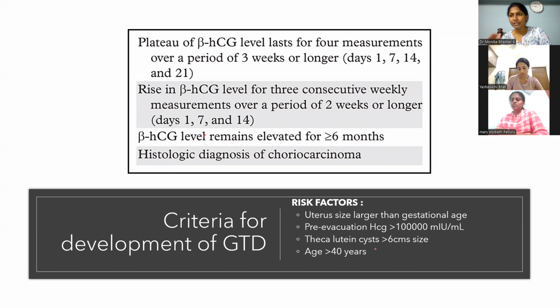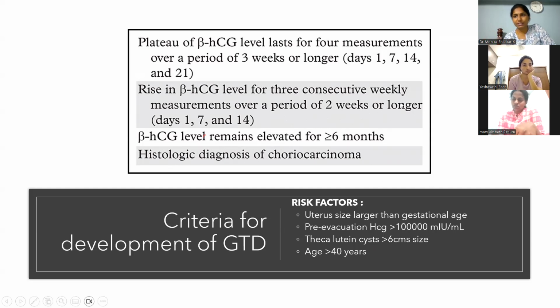But if it is plateauing or if it is rising, then you have to suspect development of persistent trophoblastic disease or gestational trophoblastic neoplasm. So the main high risk moles have a higher chance of developing gestational trophoblastic neoplasia. I've already described that if the uterine size is larger than gestational age, if the pre-evacuation HCG is more than 1 lakh, if there are theca lutein cysts more than 6 centimeters, or if the age of the mother is more than 40 years. So these are the criteria for high risk moles, and they are the high risk population at risk of developing GTN.